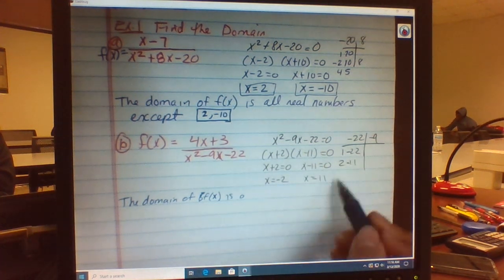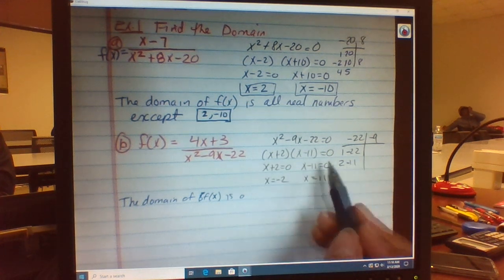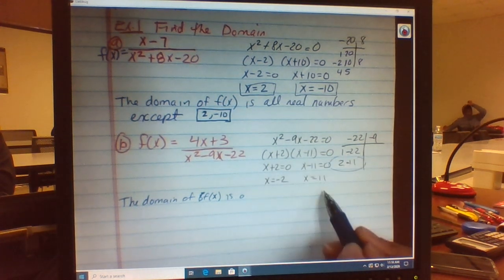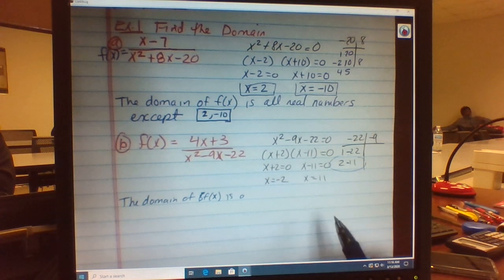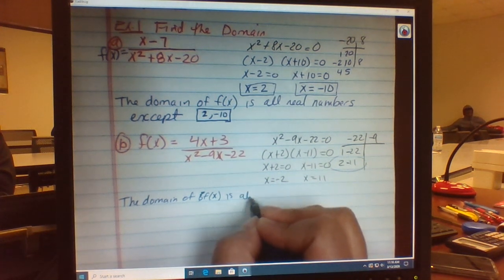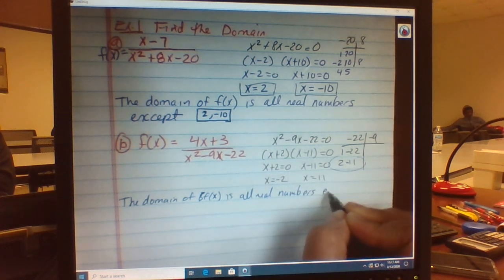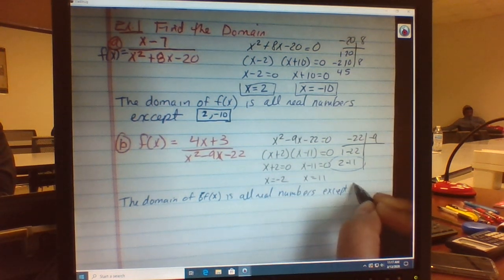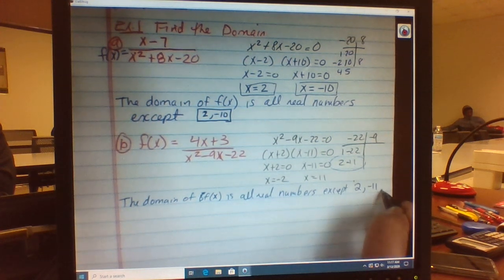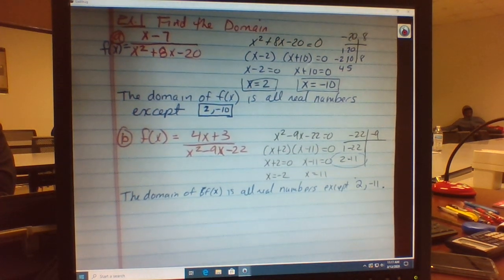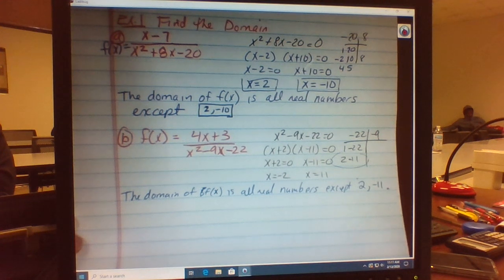Right away, that's what you guys do. You start doing this and you're like, oh, it's x minus 11, x equals 11. Remember that this gives you your factors. You still have to set them equal to 0. So the domain of f of x is all real numbers except 2, -11. Questions on finding the domain? Is everybody comfortable with that? Yes? All right. So once again, if you're good at factoring, 6.1 is not going to be that hard.